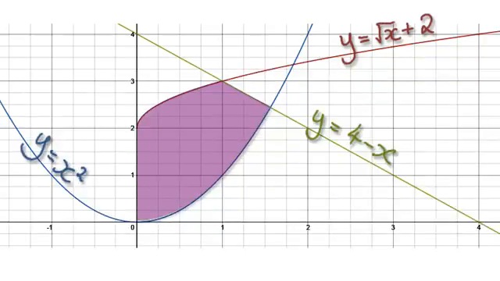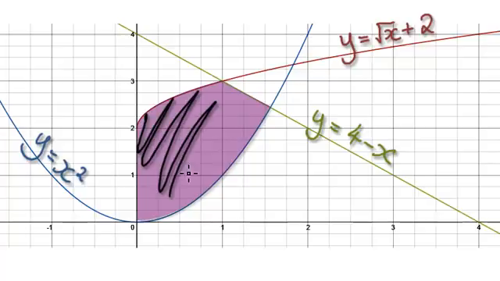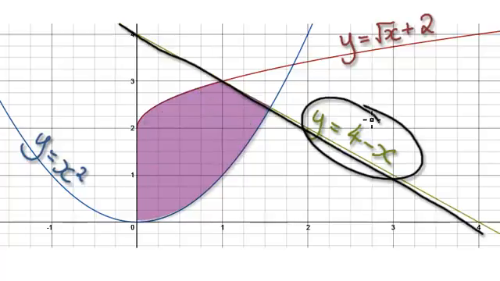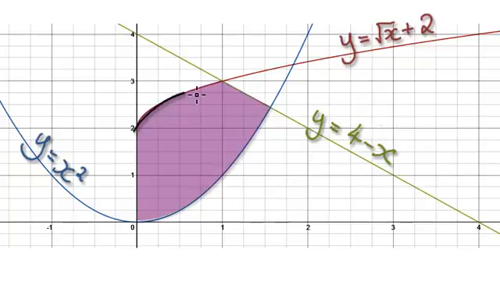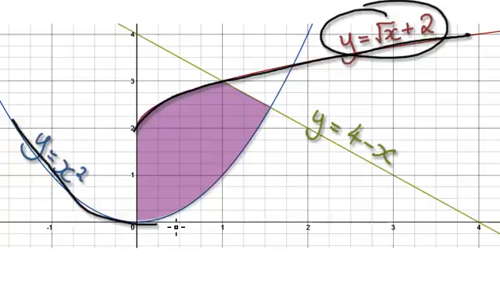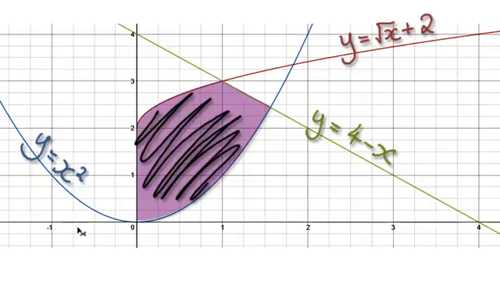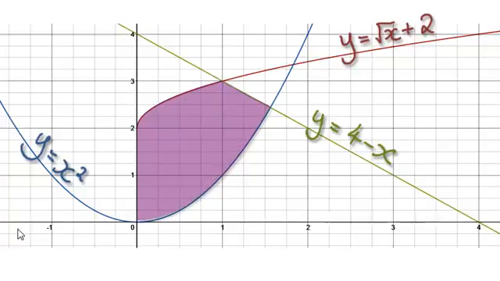Okay, let's give you guys some more practice. Work out this purple area here. This line here is given by y equals 4 minus x, and this line here, the red line, is given by this, and the blue line here is given by this. So work out this purple area. Press pause and have a go.